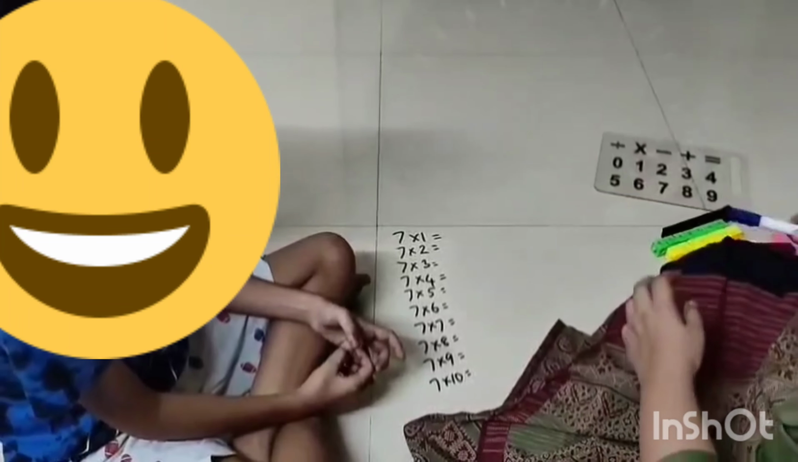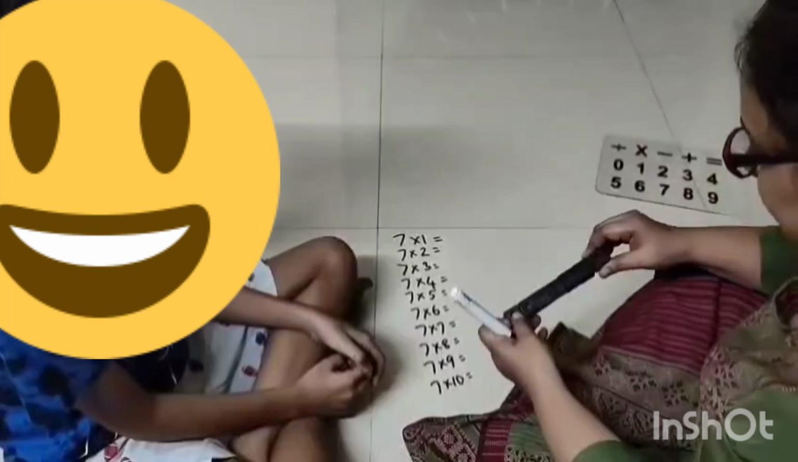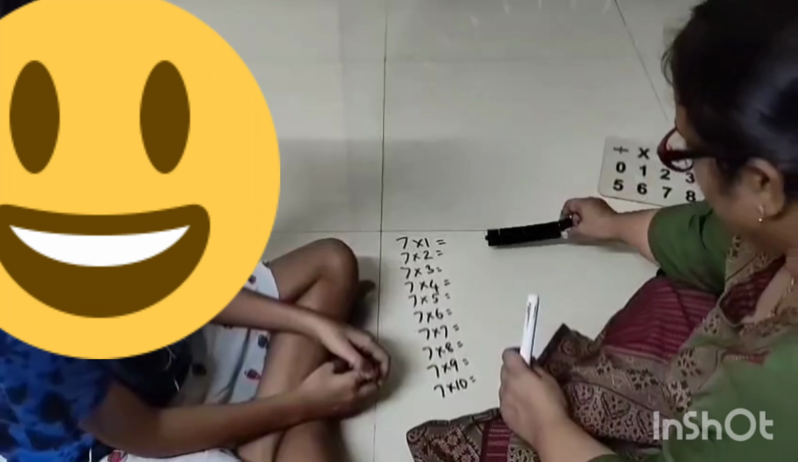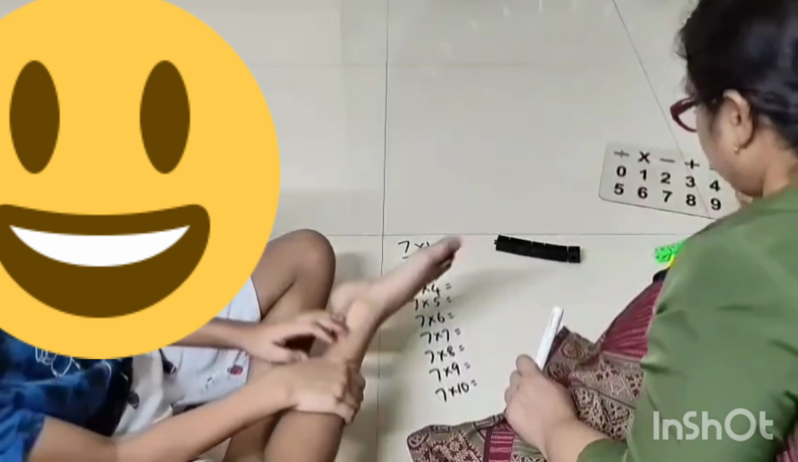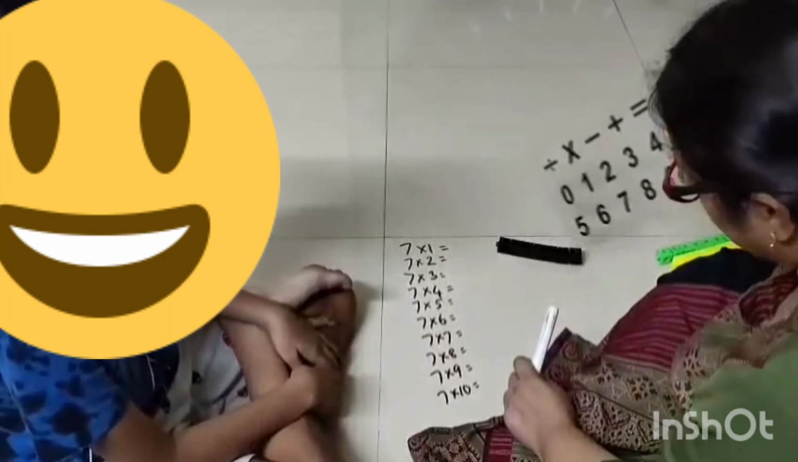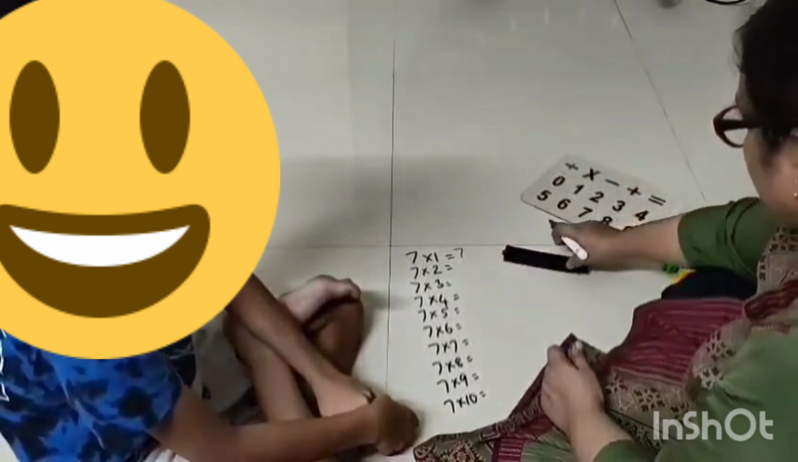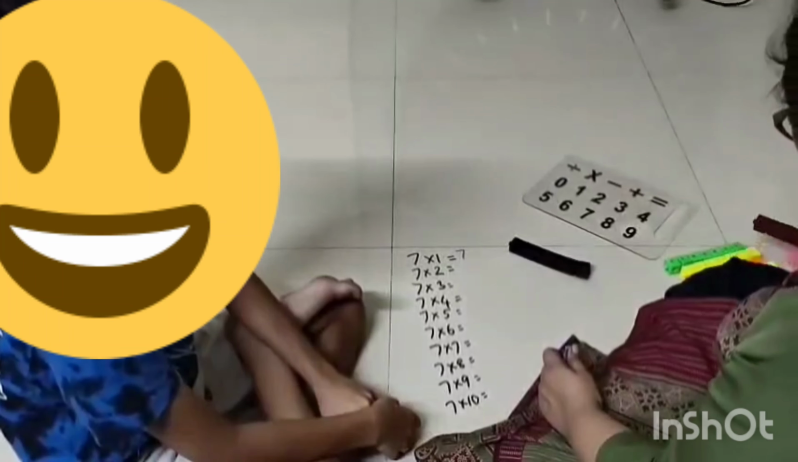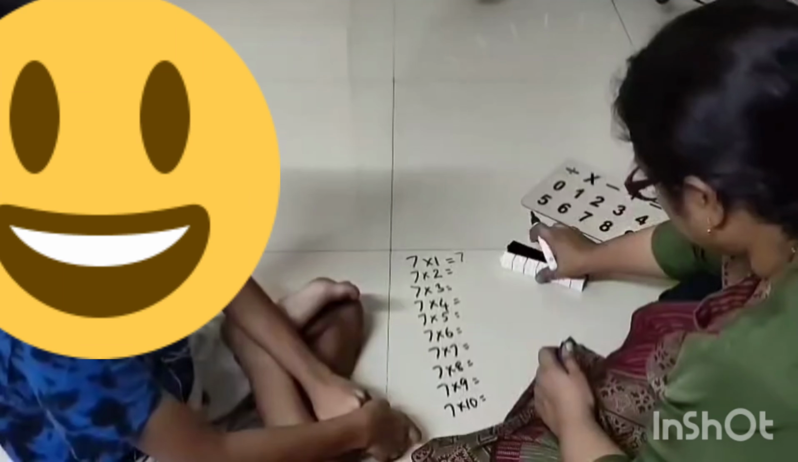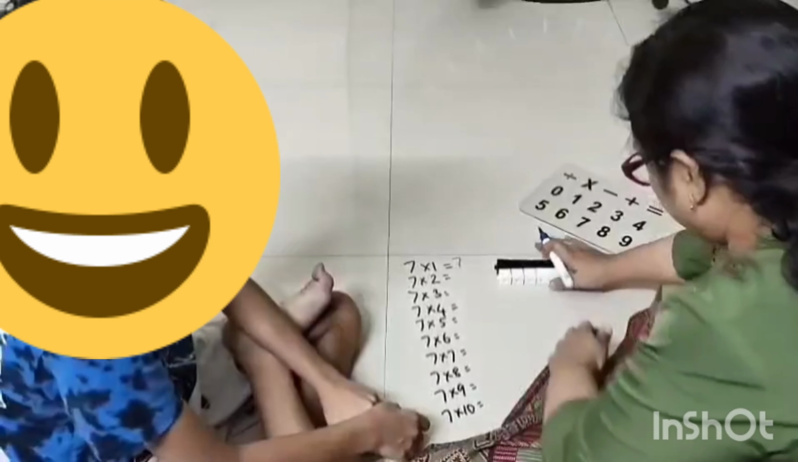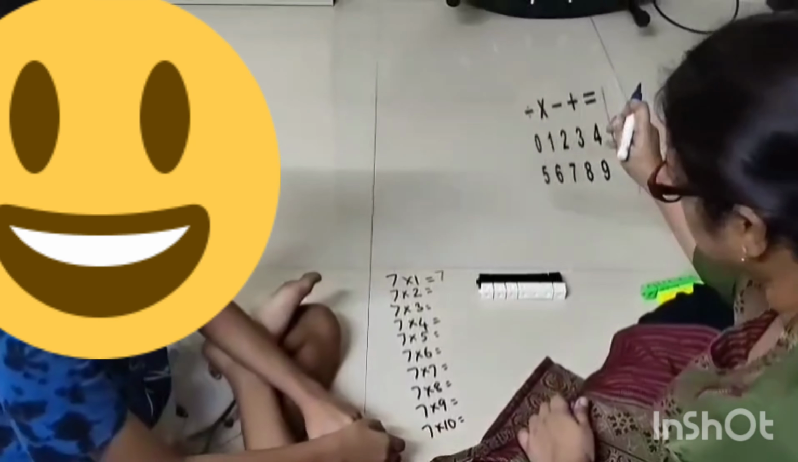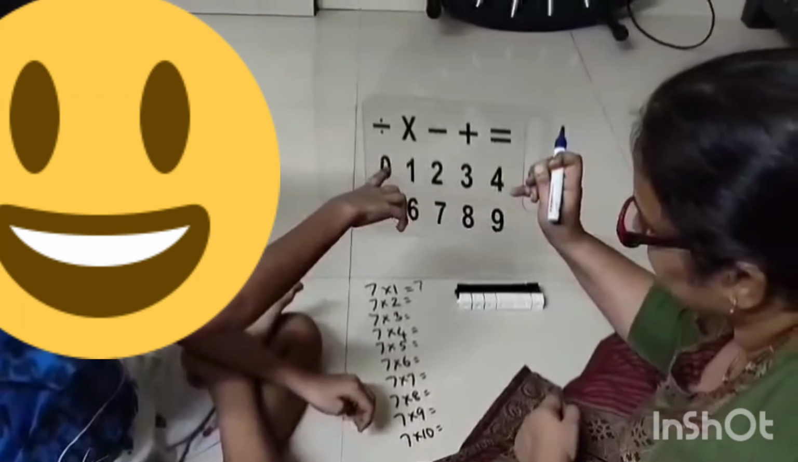all of them. Okay? Now I'll take 7 into 1. 7 into 1 is, there are 7 blocks in this. 7 into 1 is 7. Now, when we double that, 7 into 2. Okay, that would be how much? How much do you think that would be?